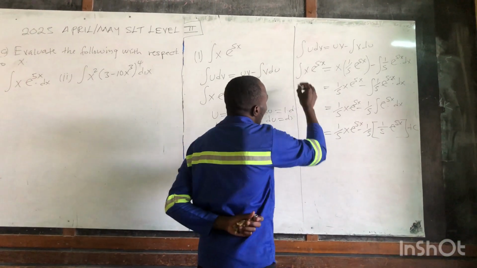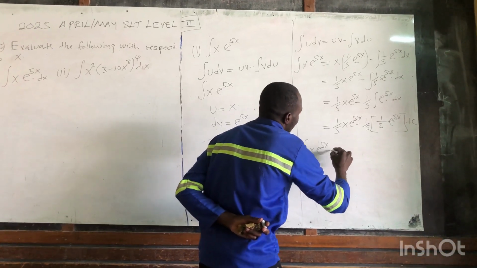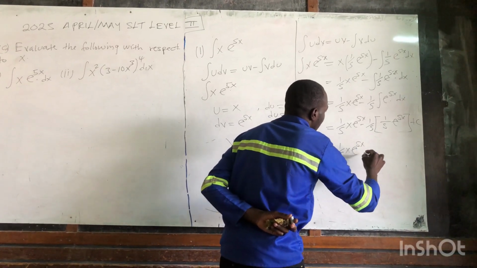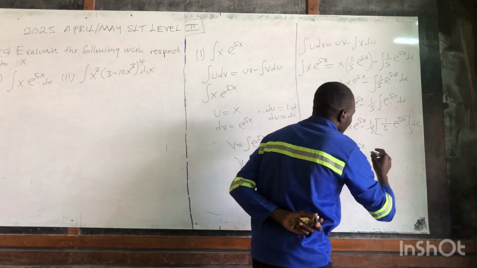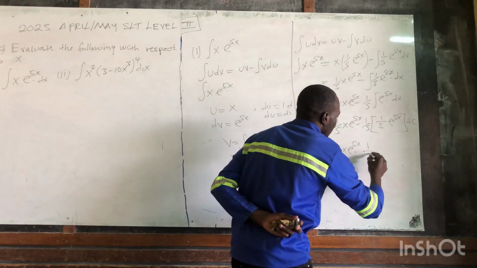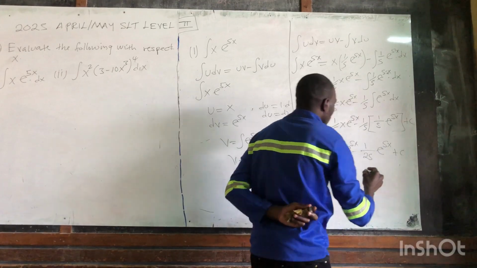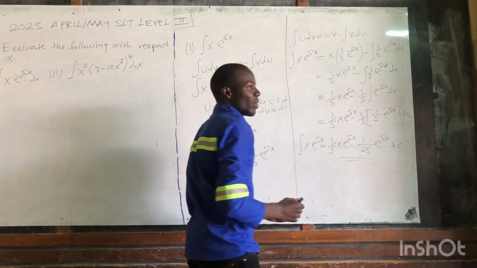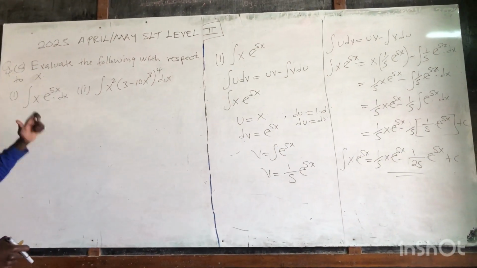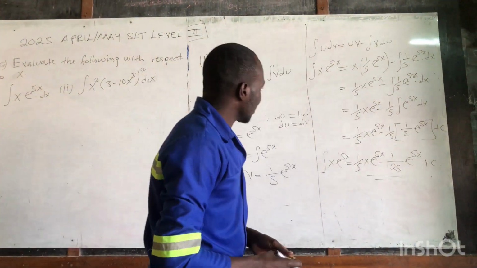So here, the final answer now for integral of x exponential 5x is equal to 1 over 5x exponential 5x, minus 1 times 1, rather 5 times 5, this is 25, exponential 5x plus c. So this is the answer. We have integrated this function with respect to x. Now, we have integrated that. Just a quick one.